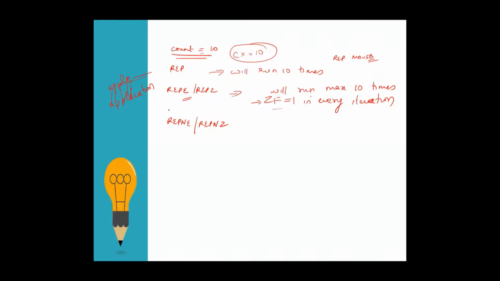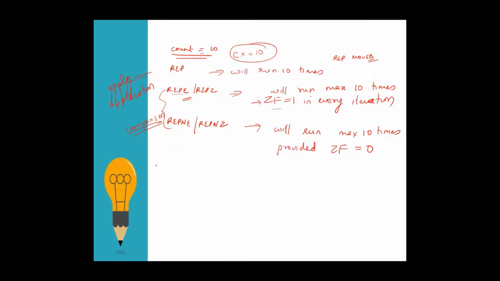So when do you use REPE and REPNE? These two are mainly used for comparison, when you want to compare and scan. REPE and REPNE are used for comparison. Keep this point in mind. So REPE will execute a maximum of 10 times provided the zero flag is 1. And REPNE will run a maximum of 10 times provided the zero flag is 0. That means the strings are not equal.